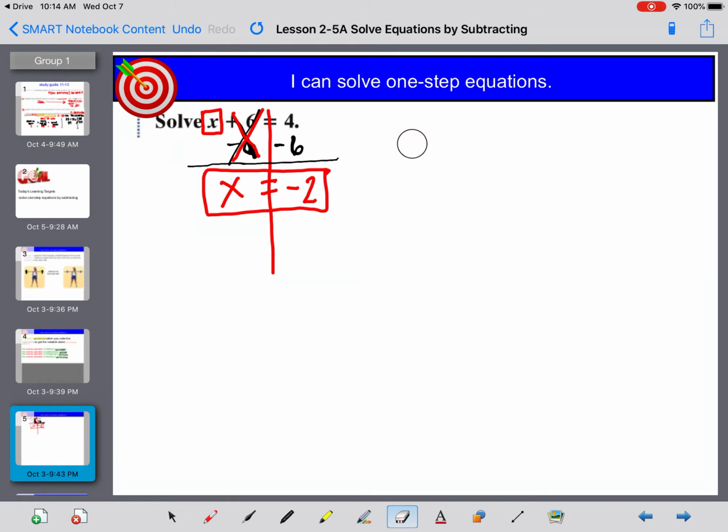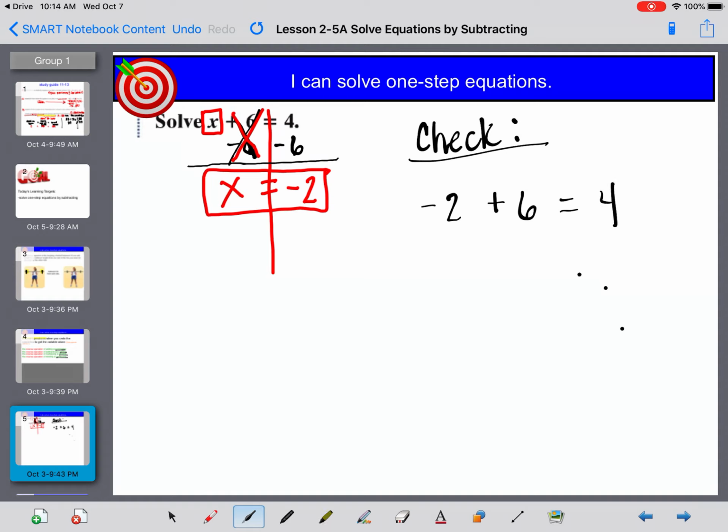I also want to show you that you can check your answer. You can check your work by substituting -2 back into the original problem. So is -2 my solution? So -2 plus 6 equals 4. Notice I went back and I put -2 into this original equation. But wherever x was, in this case, I put -2. And now I'm seeing if it makes a true equation, just like we did yesterday. Is -2 plus 6 equal to 4?